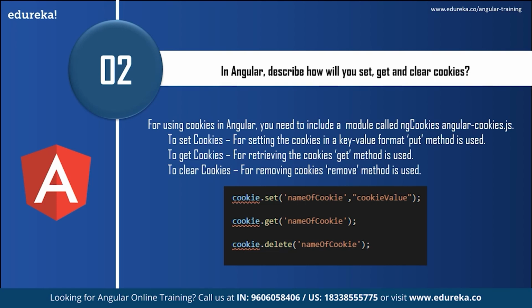They are AngularCookies.js. For setting the cookies in a key value format, put is the method used. Next, to get cookies. For retrieving the cookies, get method is used. For removing cookies, remove method is used. Now, if you follow the code procedure shown here, you can proceed with it.